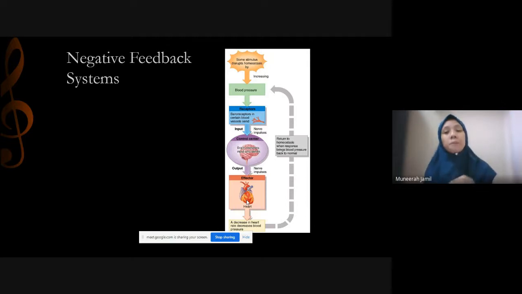So that's why the control center instructed the heart to decrease in heart rate. So that when the heart rate decreases, the blood pressure will also decrease because the volume of blood is decreasing in the blood vessels. So it will slowly decrease in heart rate until it reaches the normal blood pressure. So this is what we call as negative feedback.